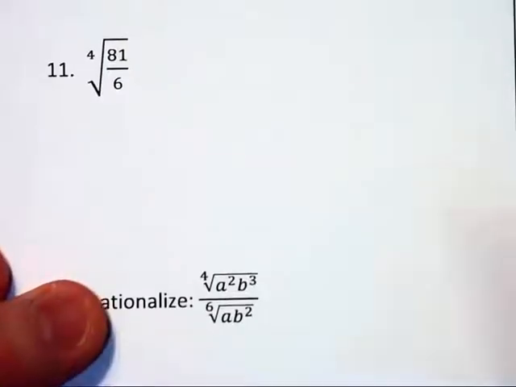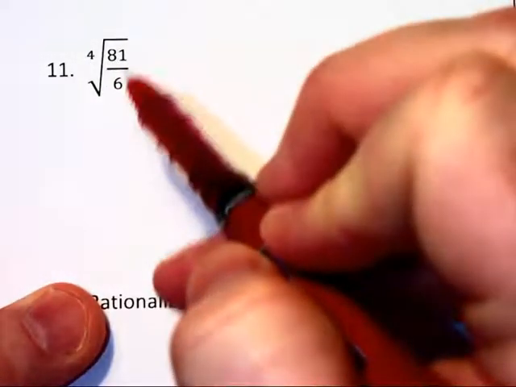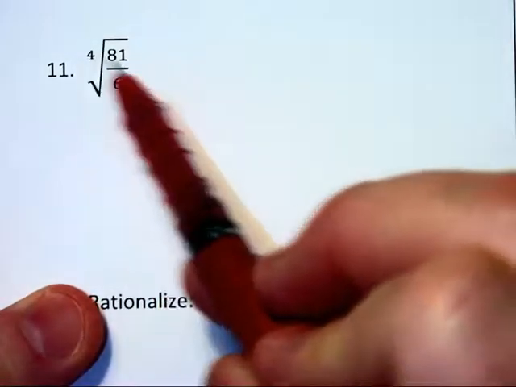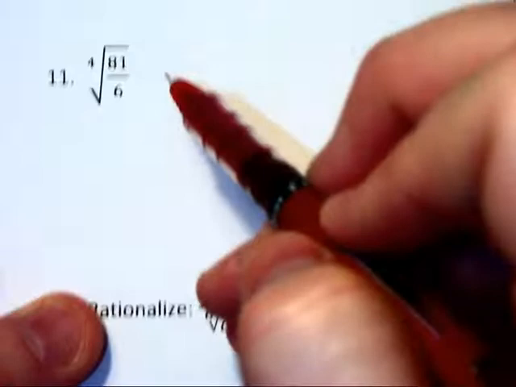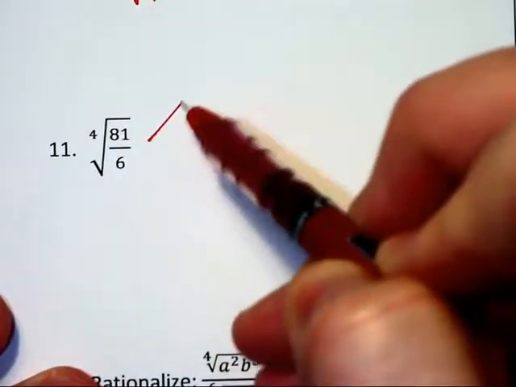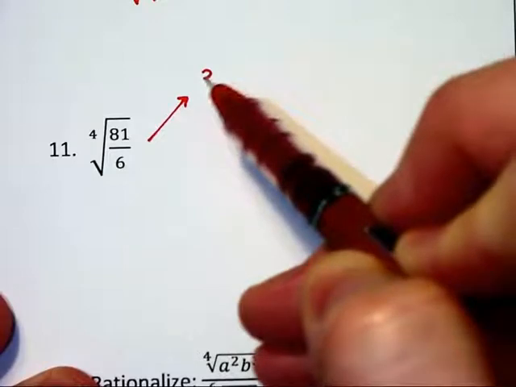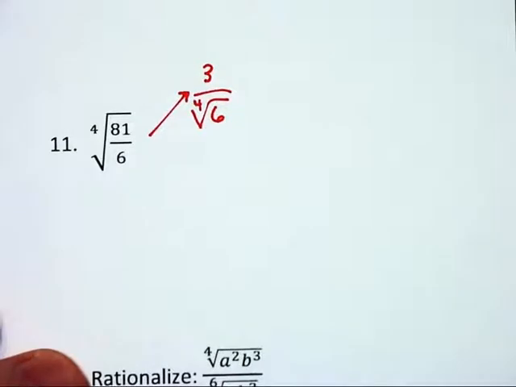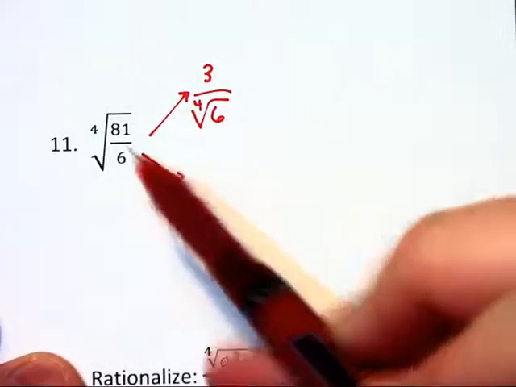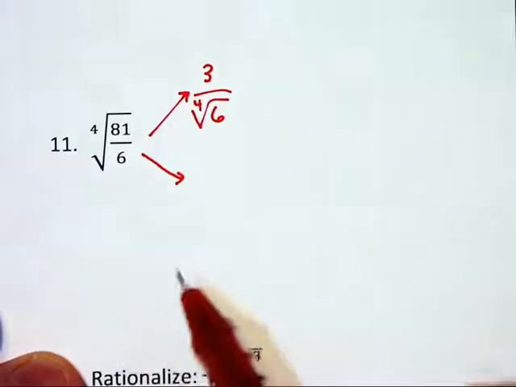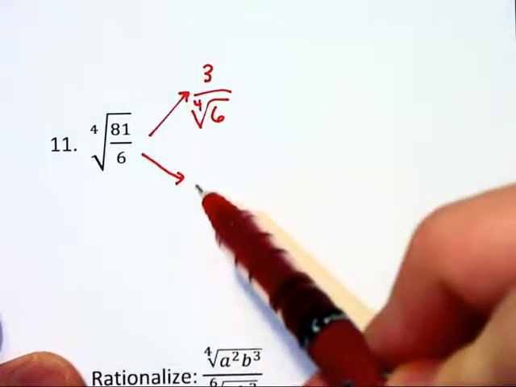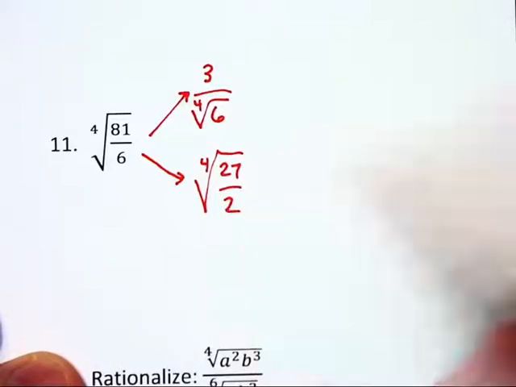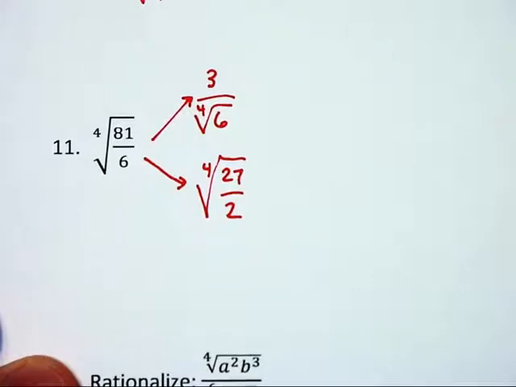On number 11, before I start to rationalize, I'm going to simplify what I've got here. I've got a couple of choices. The 81 is a 4th root. So let's take this 2 different ways. I can either take the 4th root of 81 and have 3 over the 4th root of 6. That's one option. Or if you note that 81 and 6 both can be divided by 3, I can rewrite this as the 4th root of 27 over 2. 2 totally different ways to approach this problem.